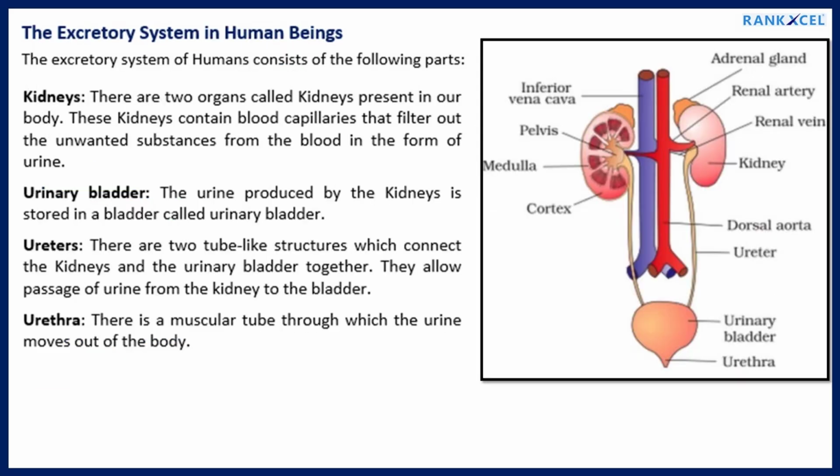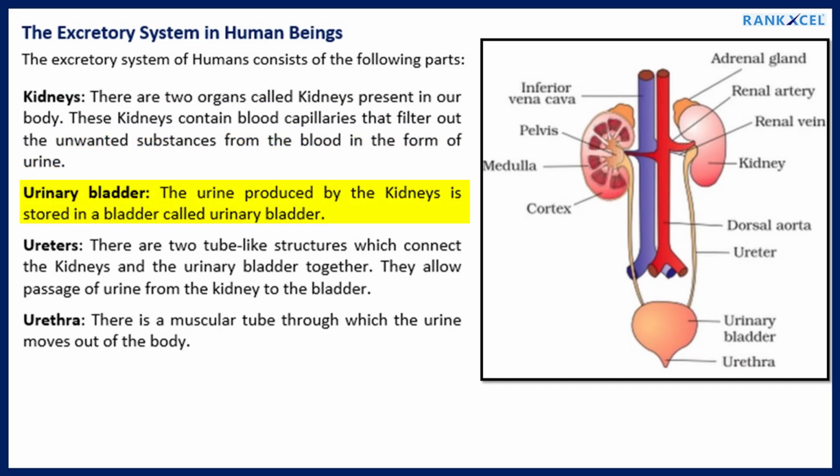The excretory system in human beings. The excretory system of humans consists of the following parts. Kidneys. There are 2 organs called kidneys present in our body. These kidneys contain blood capillaries that filter out the unwanted substances from the blood in the form of urine.